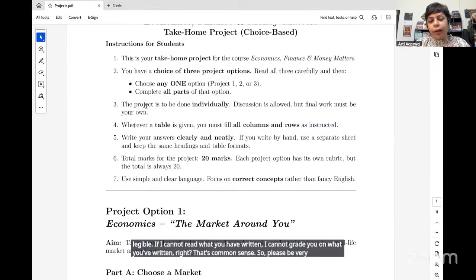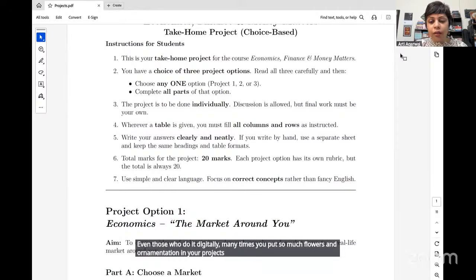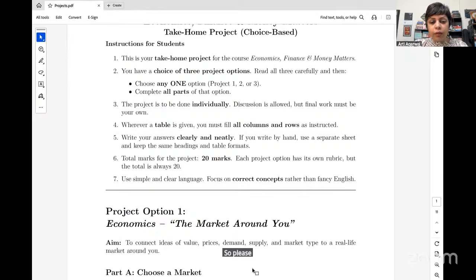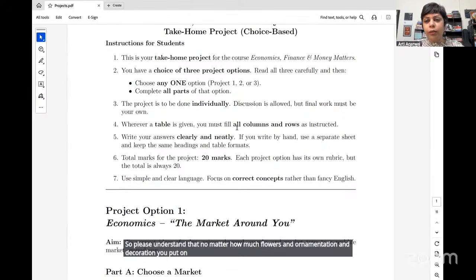And by clear, I don't mean just the handwriting part. Even those who do it digitally, many times you put so many flowers and ornamentation in your projects that I find it hard to focus on the actual substance. So please understand that no matter how much flowers and ornamentation and decoration you put on your answer script, it will not make any difference in your answer.